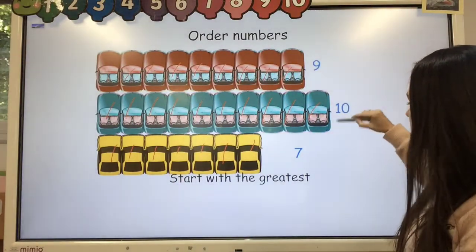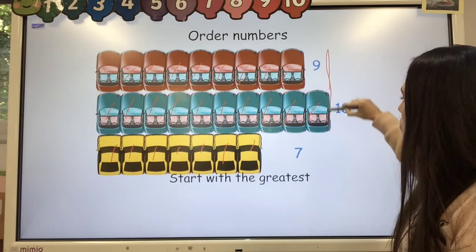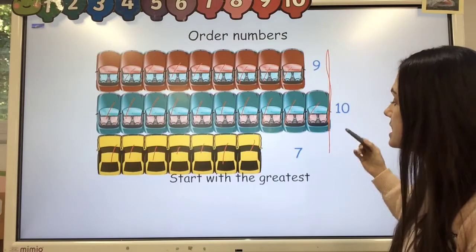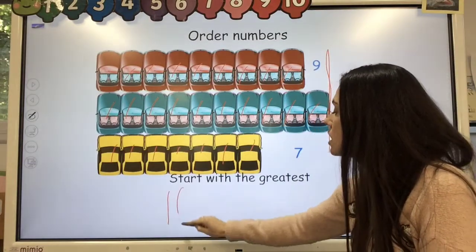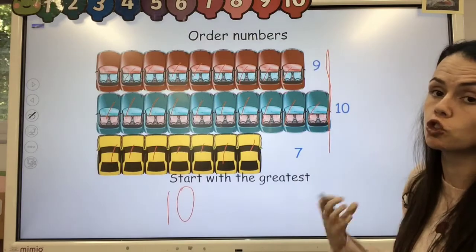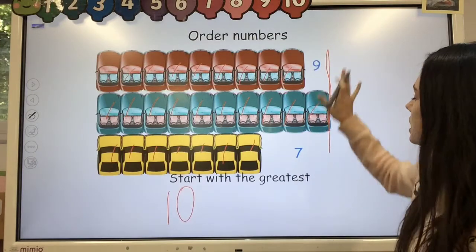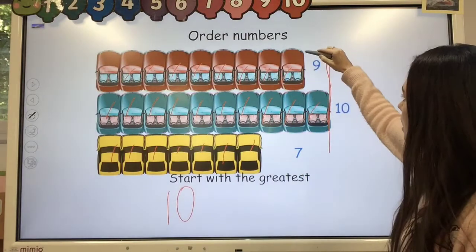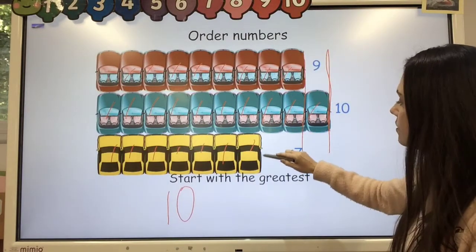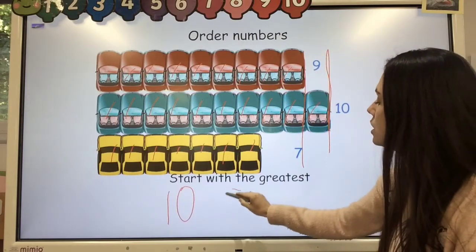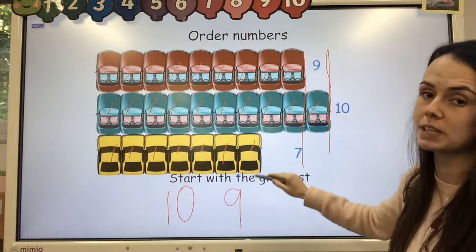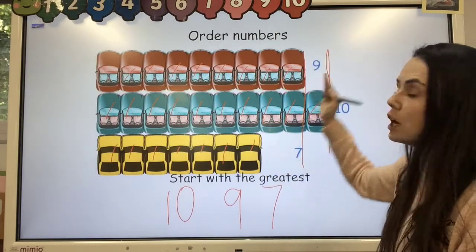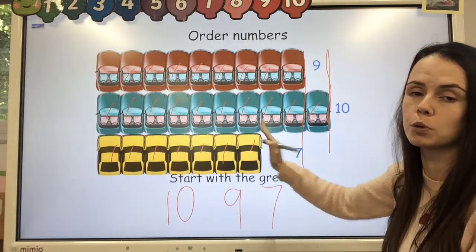So you can see that our 10 goes all the way to here, which is further out than the other two. So we know that 10 would be our starting number. It would be our greatest number. What about the other two? Which one would come next? Well, 9 comes all the way to here, whereas 7 goes to there. So there must be more 9s, and then it will be 7, because you can see it goes here, to here, to here. Greatest, middle, smallest.